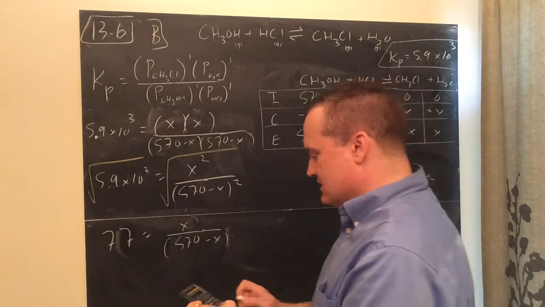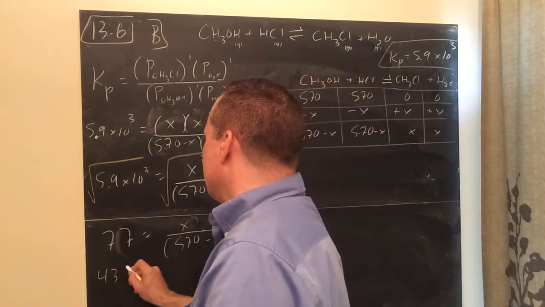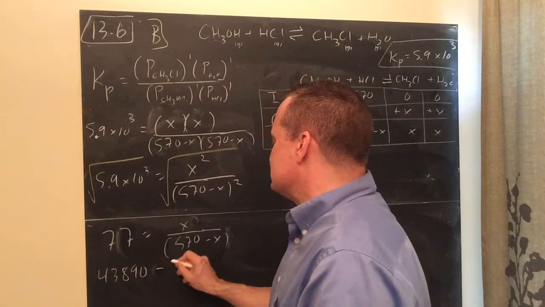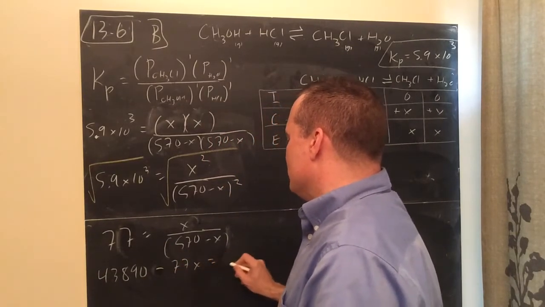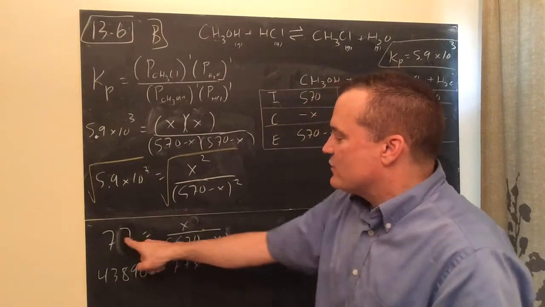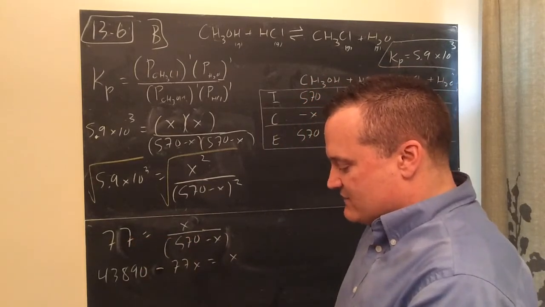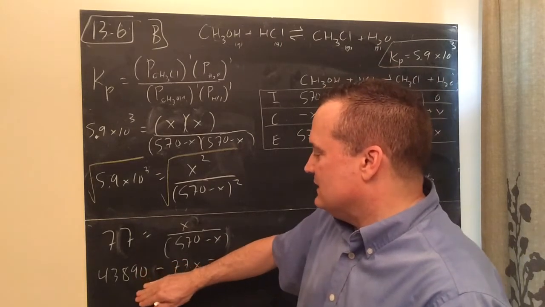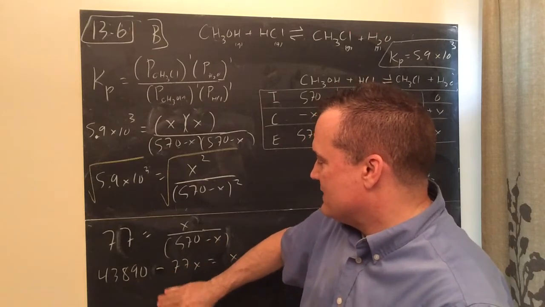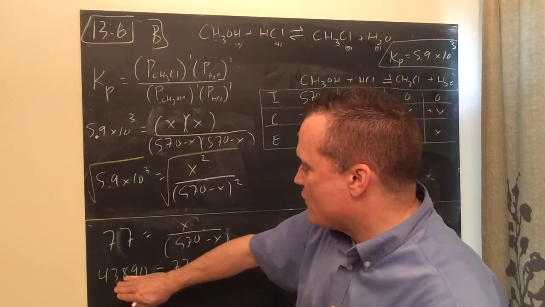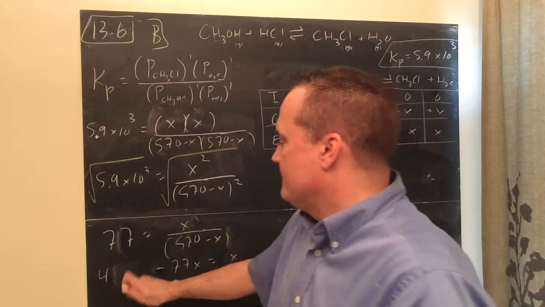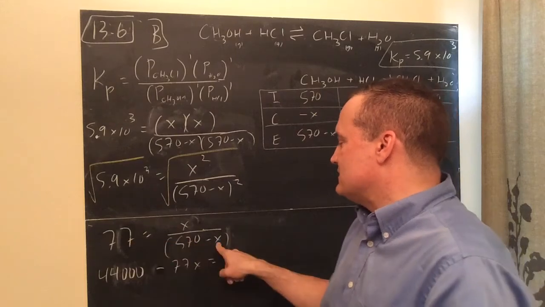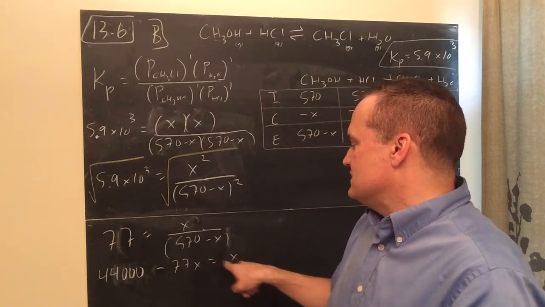77 times 570 is 43890, minus 77x equals x. Can you see that if I cross multiply these two things, 77 times 570 is 43890. Now with sig figs, that's really going to be, well, let's put 44,000. Would that be better? 2 sig figs. 44,000. Yeah, we'll do that, because we have some subtraction and stuff coming up. Minus 77 times x equals just x.